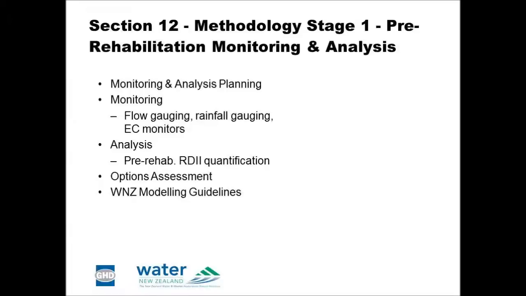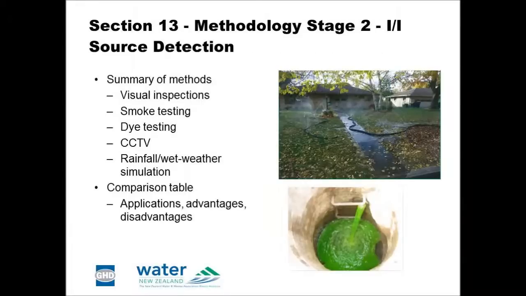Section 12 is about the pre-rehabilitation flow monitoring and analysis. Section 13 talks about source detection, and there are various methods by which I/I source detection can be done, generally involving a lot more field work. It's important to understand that that's the second stage of the process. The unit costs in that source detection phase are far greater than doing the flow monitoring analysis. So you're using the outputs from the pre-rehabilitation analysis to then guide and scope the work you're doing in the source detection.